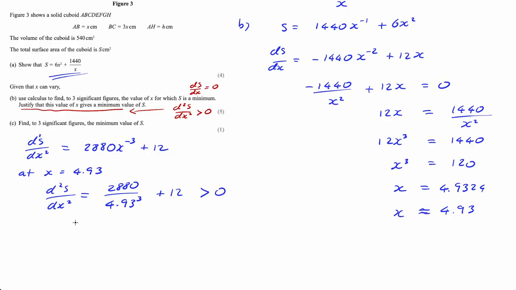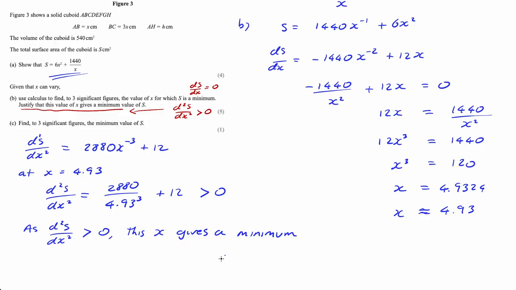So greater than 0, therefore, I'll just be super clear, guys. As d2s dx squared is greater than 0, this x gives a minimum. Okay, that's part B done.